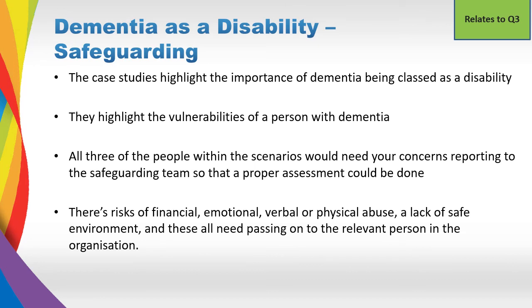So let's think about dementia as a disability in terms of safeguarding. Those case studies highlight the importance of dementia being classed as a disability because they highlight the vulnerabilities of a person with dementia. All three of those people within the scenarios would need your concerns reporting to the safeguarding team so a proper assessment could be done, because there's risks of financial abuse, emotional abuse, verbal or physical abuse. There's also a lack of a safe environment caused by self-neglect, and these all need passing on to the relevant person in your organisation.